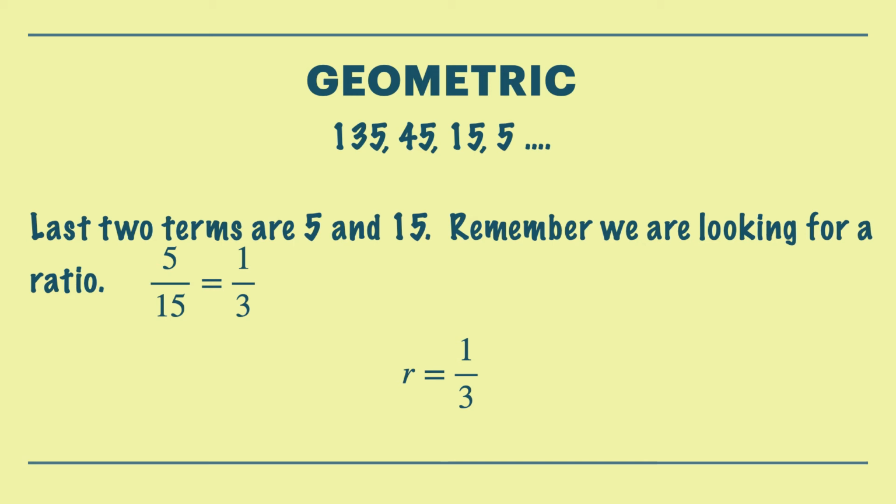Remember, we're looking for a common ratio. That can be written as a fraction. So I'm going to divide 5 divided by 15, and that is equal to 1/3. So my common ratio here is 1/3. Just keep in mind that it can also be a fraction. So I'm multiplying by the fraction 1/3 to get to the next one. So 135 times 1/3 is 45, times 1/3 is 15, times 1/3 is 5, times 1/3 is going to be 5/3.